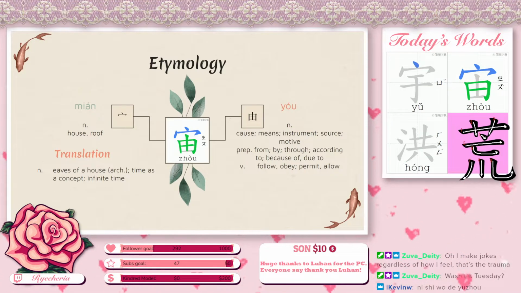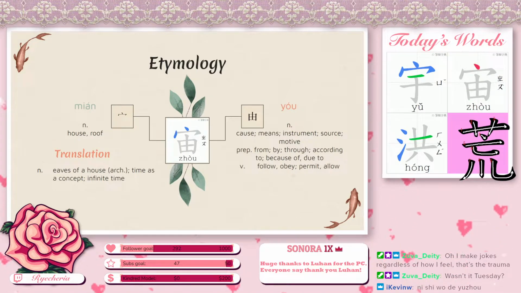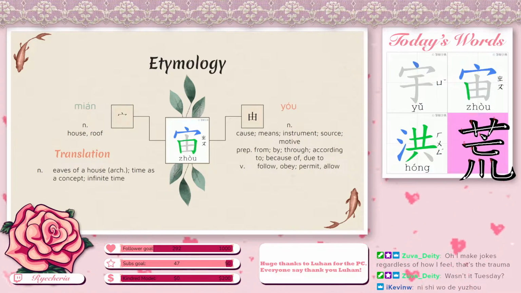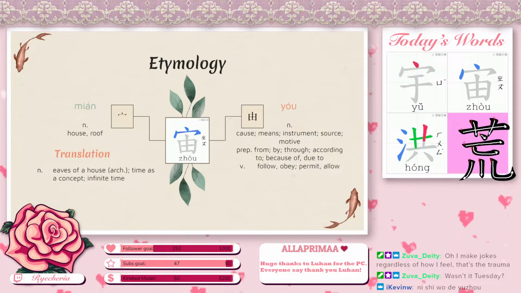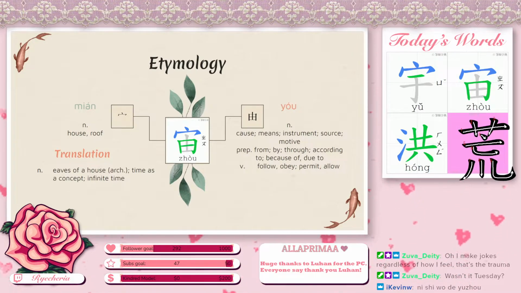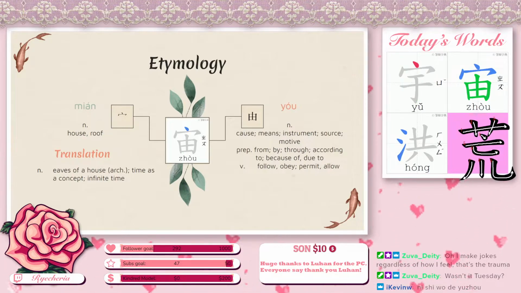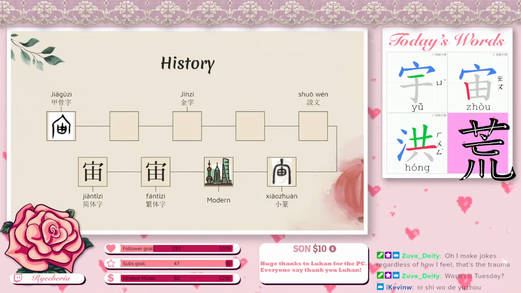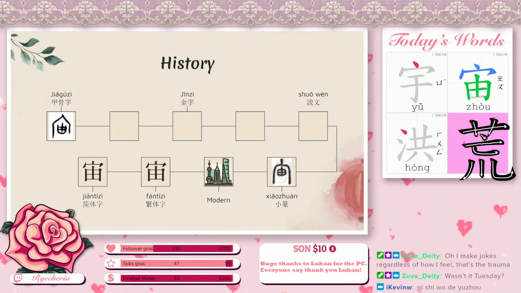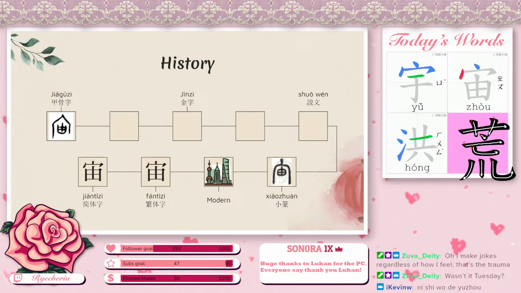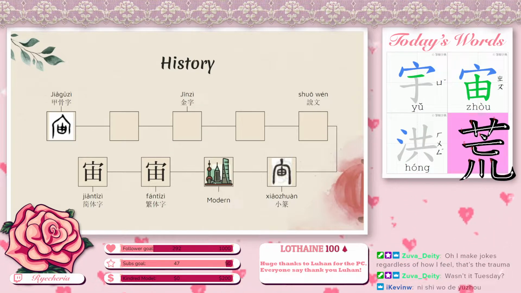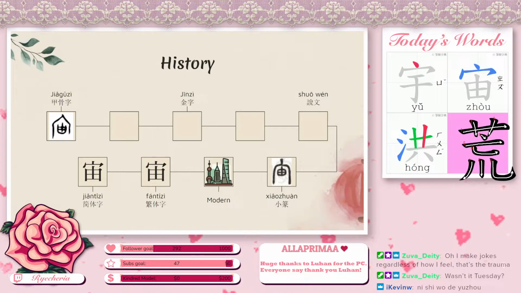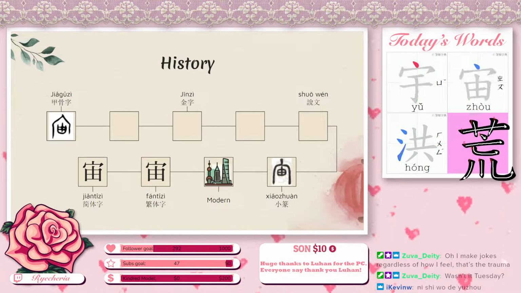So the second word is 宙. We already talked about the top part. Now we'll talk about yo. As a noun, it means instrument, source, and motive. As a preposition: from, by, through, according to, because of, due to. And as a verb: follow, obey, permit, and allow. The original meaning is the building, quote unquote, of the house, which is later interpreted as endless time. To sum up, Yu and Zhou originally referred to the beams of houses and later referred to vast and boundless space and time.